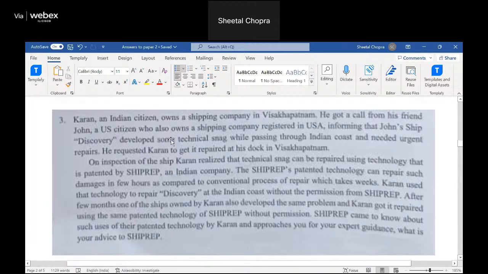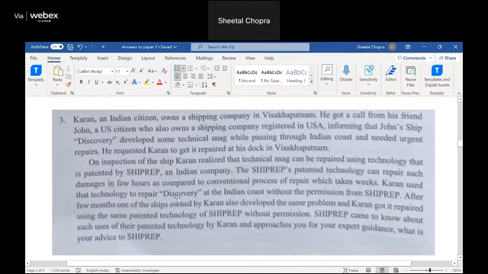So what happened is John, a US citizen, who also owns a shipping company registered in the US, informed that John's ship Discovery developed some technical snag while passing through the Indian coast and needed some urgent repairs. He requested Karan to get it repaired in his dock in Visakhapatnam. On inspection of the ship, Karan realized that the technical snag can be repaired using technology that is patented by Shiprep, an Indian company. Shiprep's patented technology can repair such damages in a few hours, as compared to the conventional process of repair, which takes a few weeks.